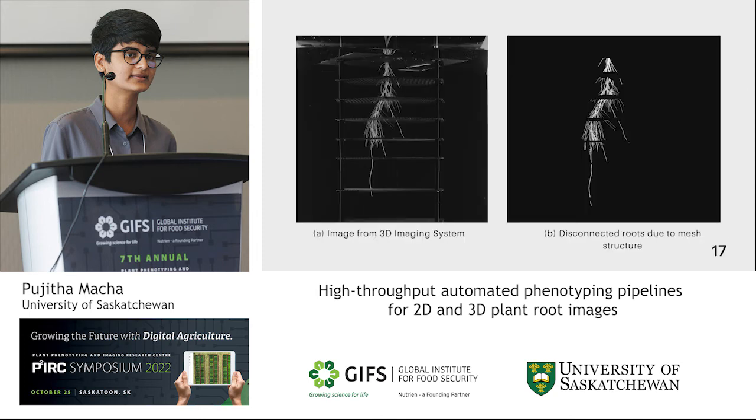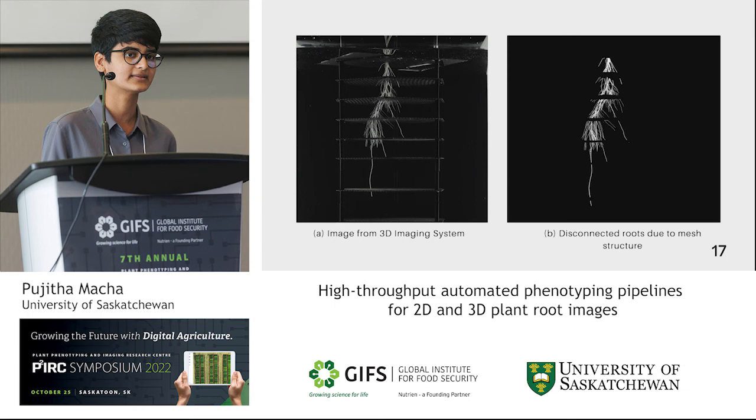Image A here is a sample image captured using the 3D imaging system. You can observe that due to the mesh tower structure, parts of the roots are occluded, but it was necessary for us to retain the mesh tower because that helps in maintaining the overall structure of roots. We'll be using a segmentation method to extract the roots, and you can observe that extraction of the segmentation mask resulted in disconnected roots due to the mesh tower. We'll be using generative adversarial networks to reconstruct the missing parts of the root.